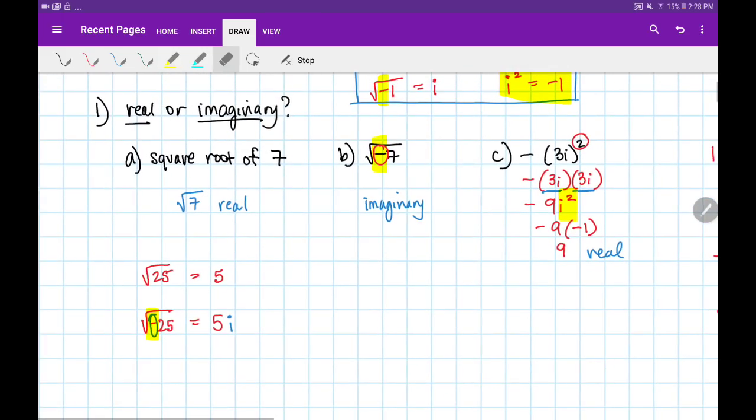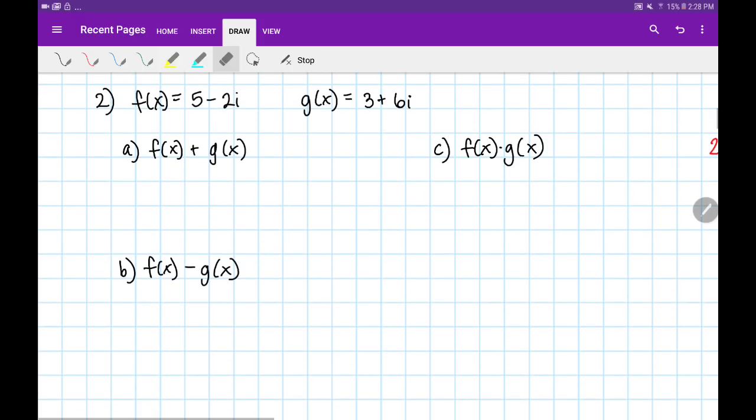All right, so let's move on to number 2. Number 2 gives me two functions. We have f of x defined right here, and we have g of x. We are asked to do several operations. So let's start with number 2a.